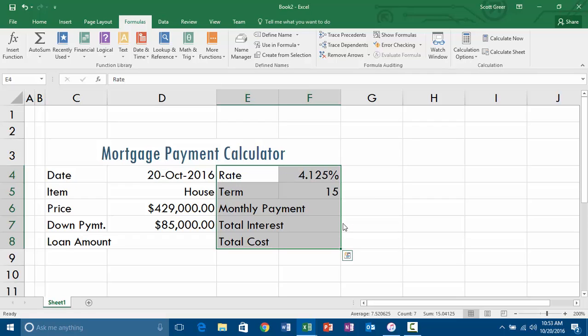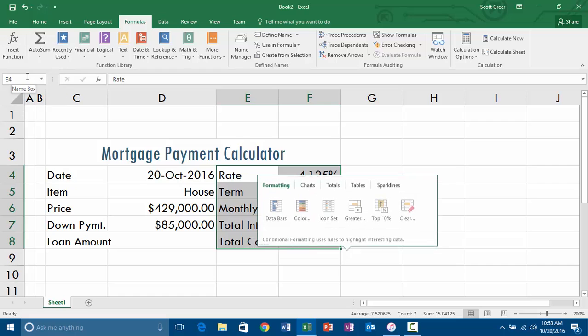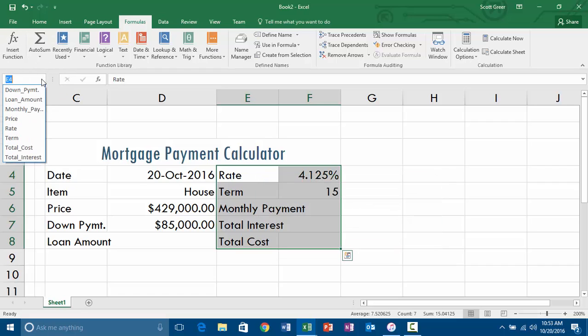And you're like, okay, Mr. Greer, what did we just do? And I'm going to show you. Over here in the top left, this is your name box. We can drop this down. And now, instead of just having letters and numbers in here, it has term, rate, price. We can go to any of those very quickly in the name box.